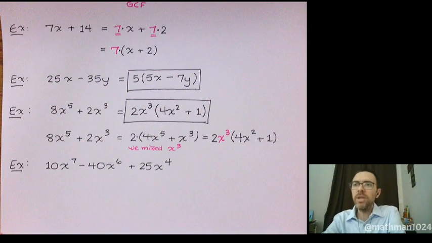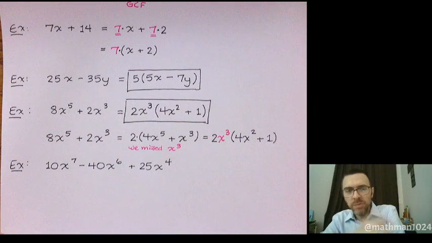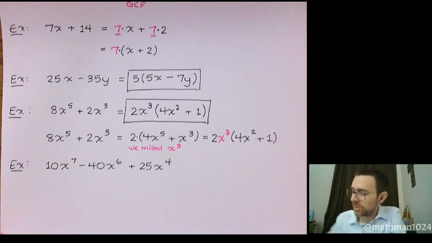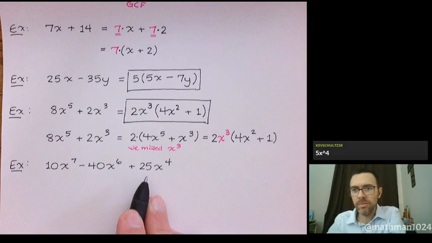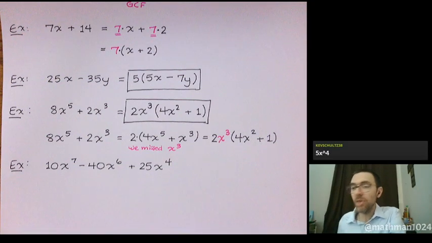Now, to avoid being overwhelmed with everything that you see here, just do it piece by piece. And what I mean by that is, first, focus on the coefficients. If I look at 10, 40, and 25, is there something that they all have in common? Right, that will be the greatest common factor, Kevin.